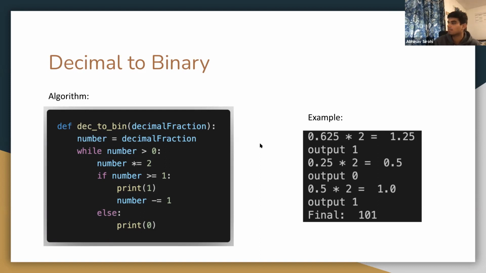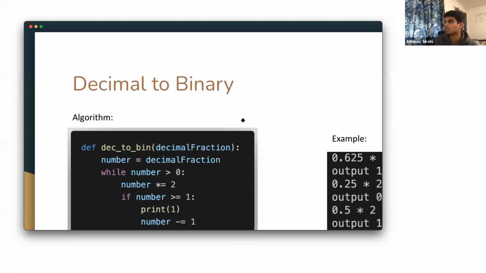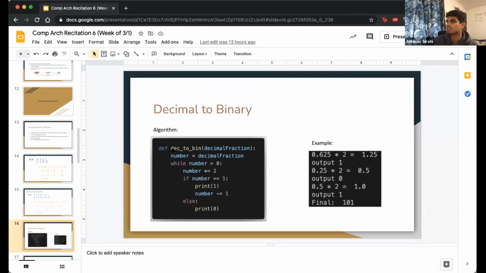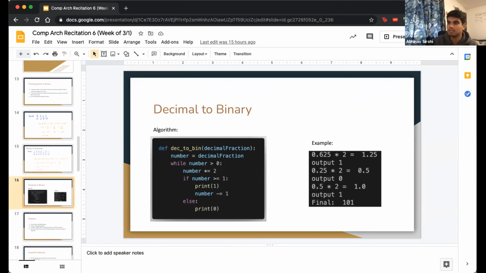If you follow this algorithm, you will be able to convert the decimal number into a binary number. So I actually wrote up a little script that'll allow us to see this happen, and I'll just pull that up and run it.